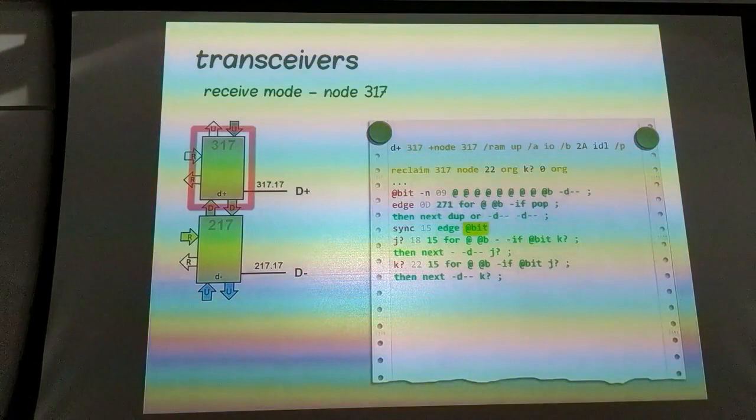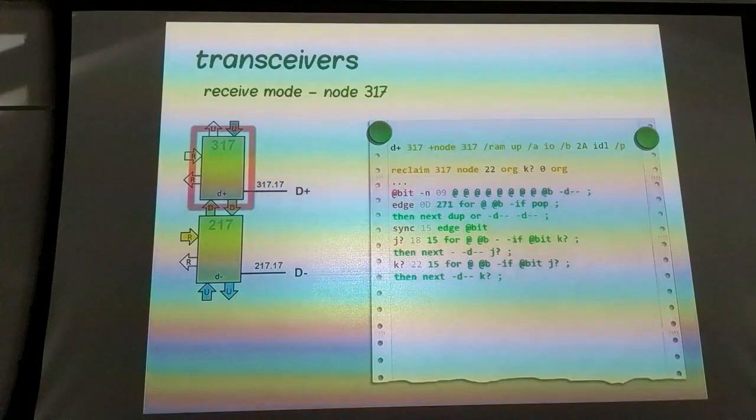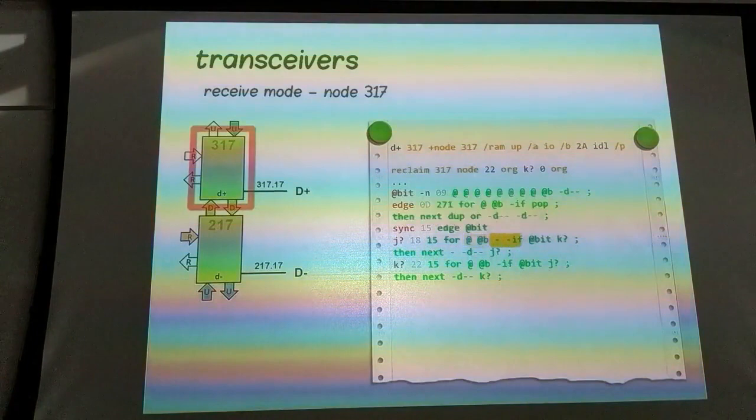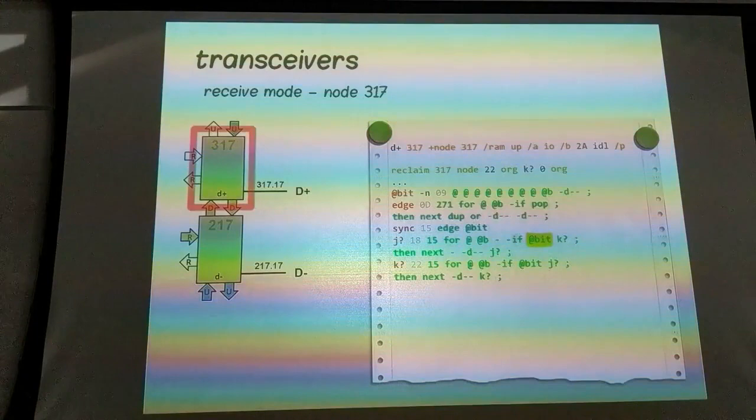We now see that if the edge on the D plus line hasn't been detected, we jump to down port and never return back to word sync. However, if an edge has been detected, we return here and execute fetch bit, which leaves a non-zero value on the stack. After node 217 reads the flag, we continue from sync by falling through toward isJ.